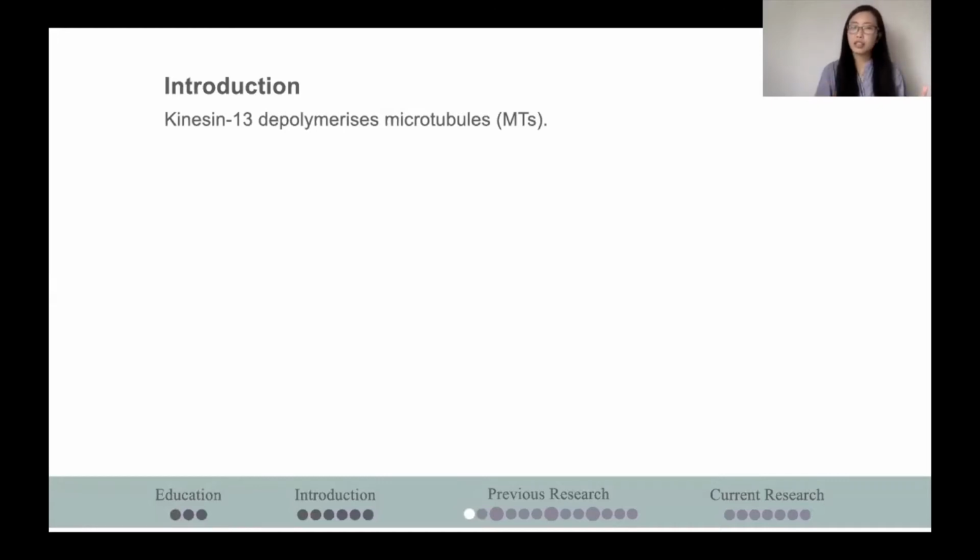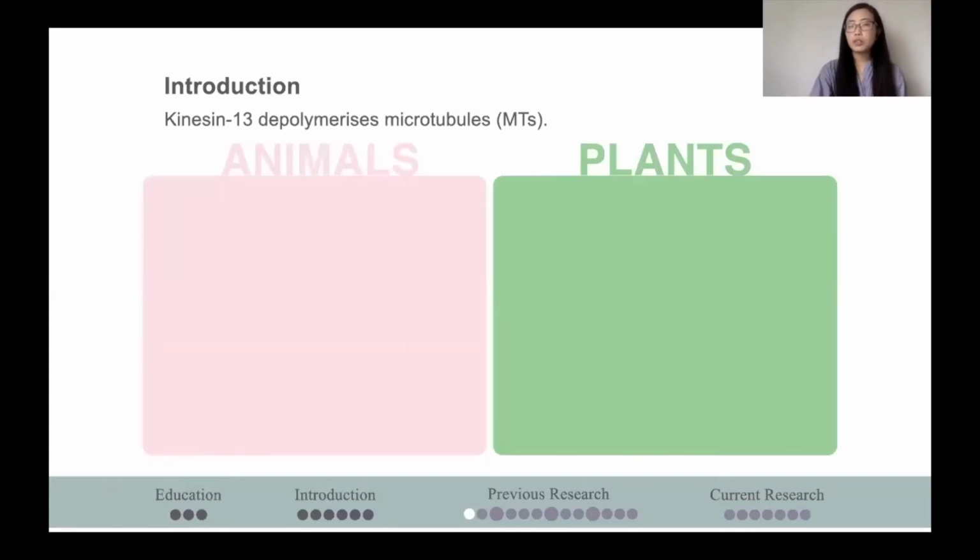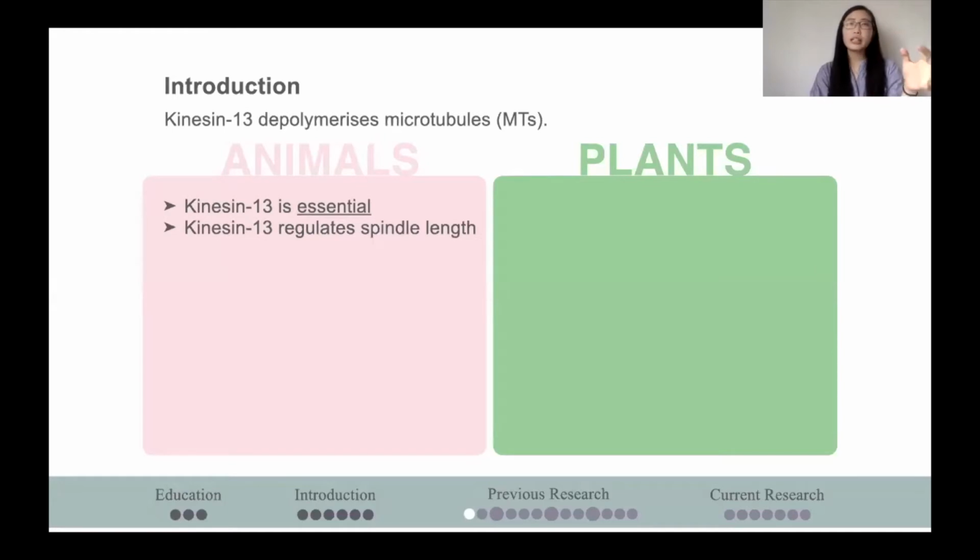Like I just said, kinesin 13 is actually a microtubule depolymerizer, so it helps to destroy microtubules. Most of this research was actually done in animal cells. In animal cells, kinesin 13 is essential. What this means is that when you remove kinesin 13, the animal cell will die. And why it's important is because kinesin 13 helps to regulate the length of the mitotic spindle.